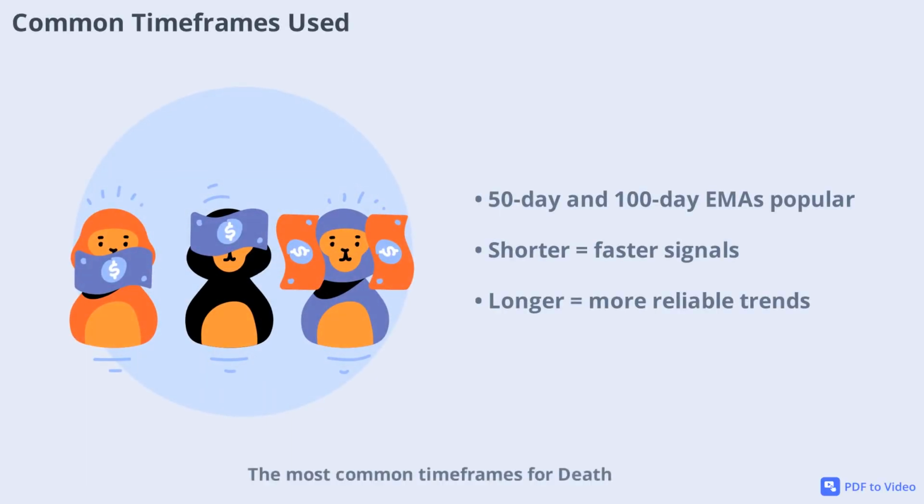The most common timeframes for death crossovers are the 50-day and 100-day EMAs, but traders may also use other periods depending on their strategy. Shorter timeframes can provide quicker signals, while longer ones offer more reliable trends. Choosing the right timeframe depends on your trading goals and risk tolerance.